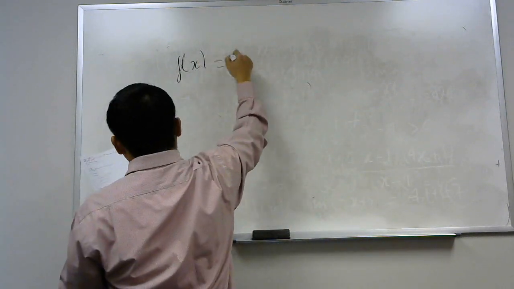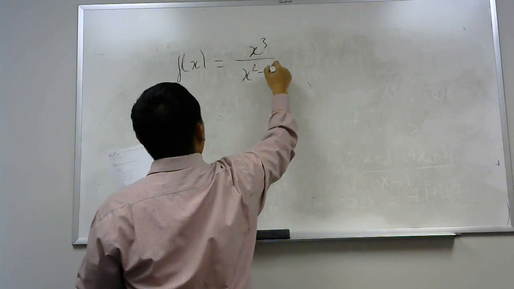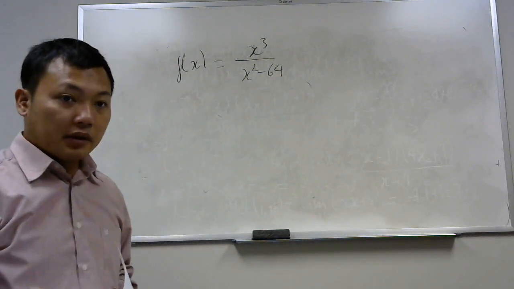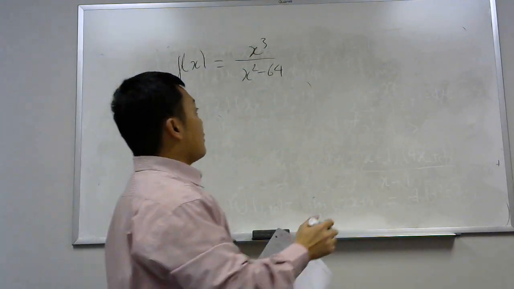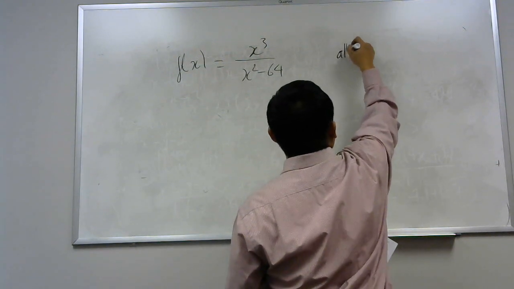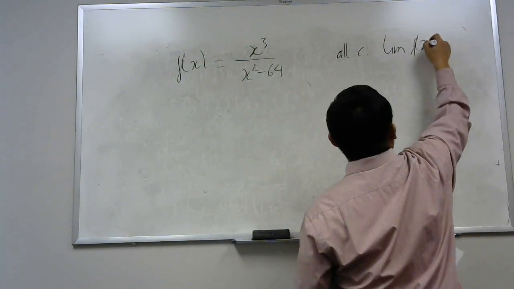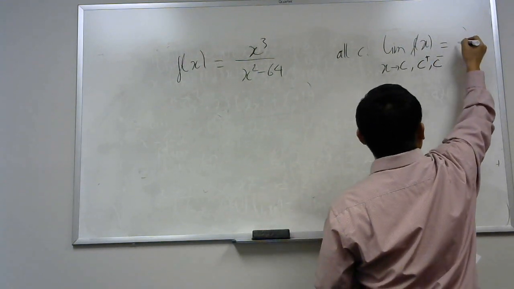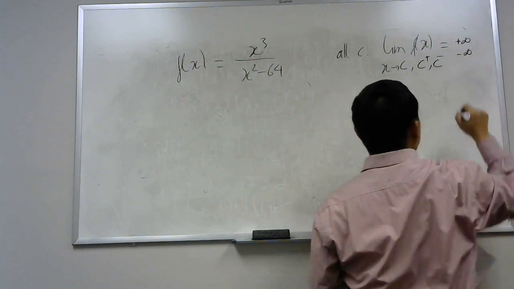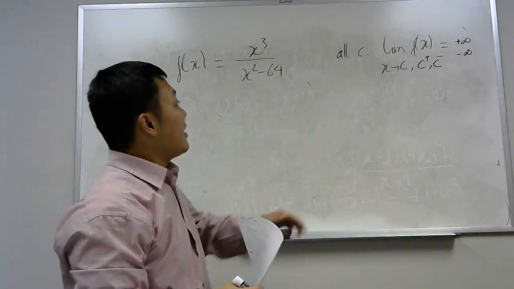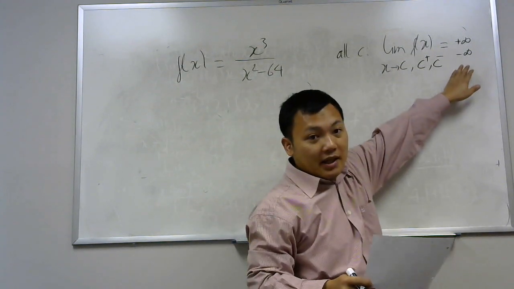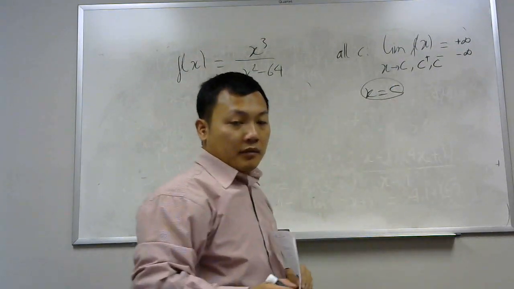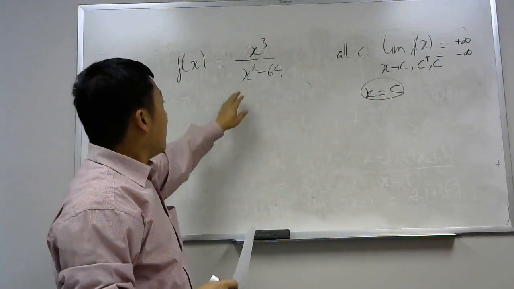They give you a function f of x equal to x cubed over x squared minus 64. And they ask you to find all vertical asymptotes. All vertical asymptotes. What's that? That means you have to find all c where the limit of f of x, when x goes to c, or sometimes c plus, or sometimes c minus, equals plus infinity, or sometimes negative infinity. If c satisfies one of these cases, then x equal to c is a vertical asymptote of this function.